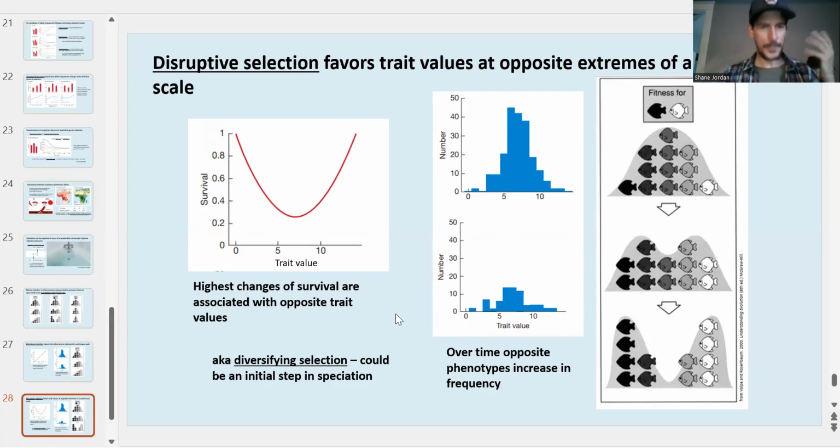This is what we call disruptive selection. It's also known as diversifying selection. And sometimes this could be an initial step in the process of speciation. Over time, if there's reproductive isolation between dark colored fish and light colored fish, they might tend to have higher chances of associating with one another, and they could diverge into separate lineages.